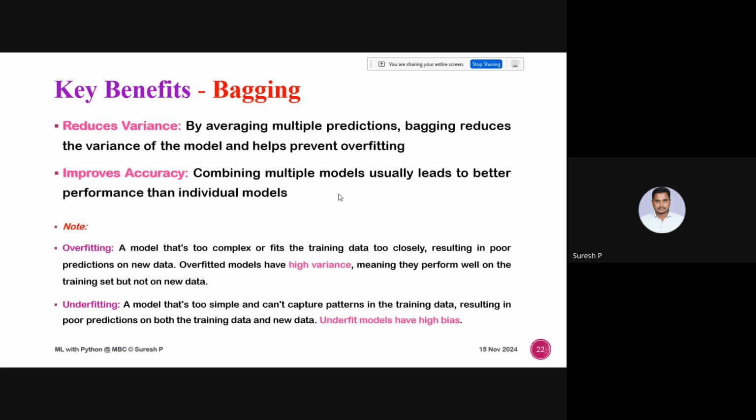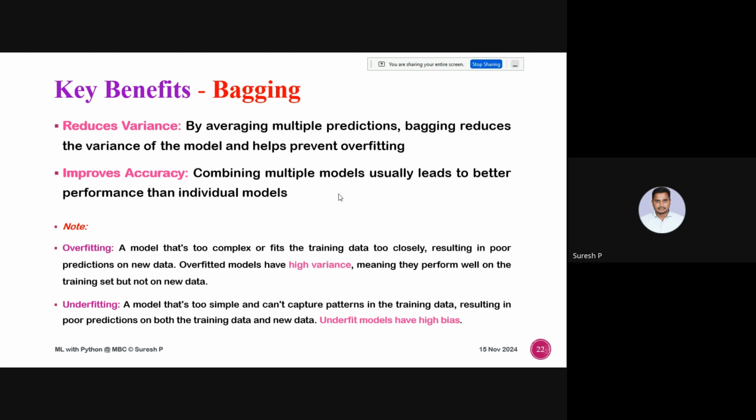Overfitting. Particularly, overfit models will have high variance, meaning that they perform well on the training data but not on the new data. Between the training and testing, there is more difference. So that is referred to as what? Variance. To overcome this problem, if you reduce the overfitting problem, then automatically high variance can be reduced. So to reduce that variance, to avoid that overfitting problem, we can go for this bagging technique, because we will take the average of multiple predictions.